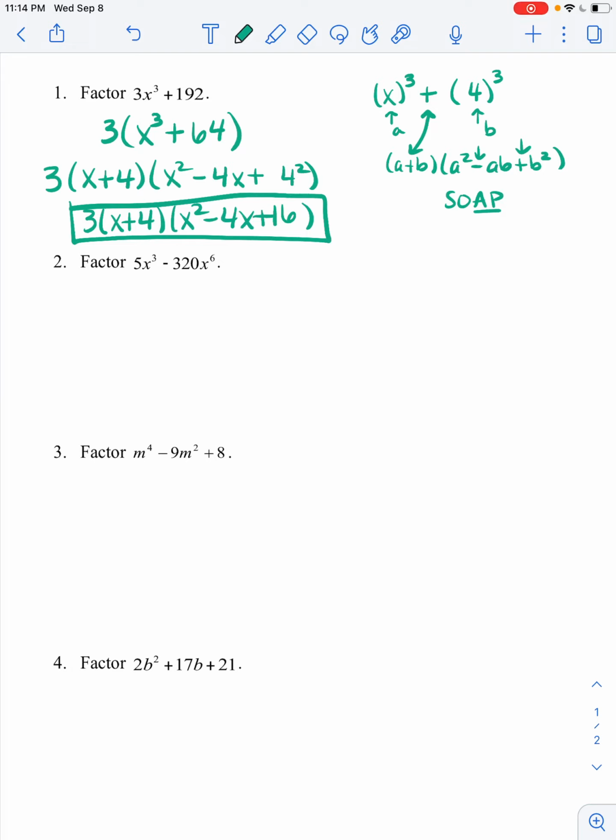Okay, question number 2 also has a GCF. In this case, we have a GCF of 5x to the third. Once I factor that out, I get 1 minus 64x to the third. This is the difference of cubes. 1 to the third power is 1, and 4x to the third power is 64x to the third. So 1 is my A and 4x is my B.